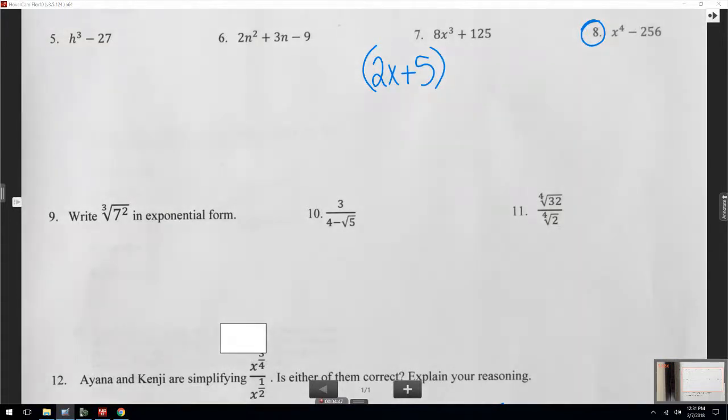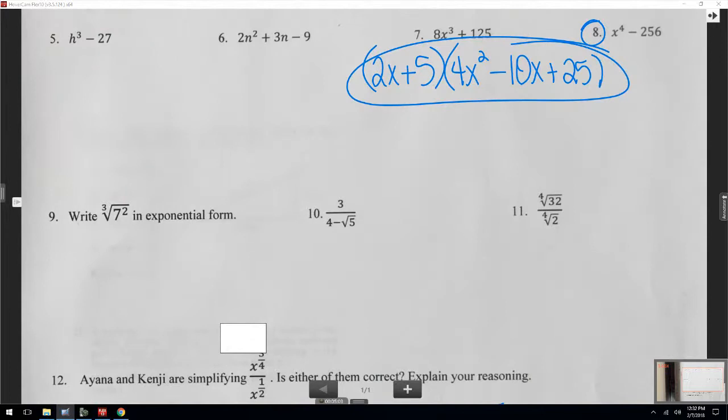Alright, you square the first one. So square 2x, what do you get? 4x squared. There you go. Then you've got the opposite sign. Multiply the 2 together. 10x. Last sign is always positive. Square the last one, you get 25. There you go. Good? All right. Okay, what about number 8?